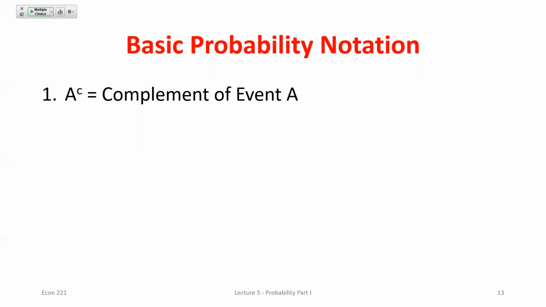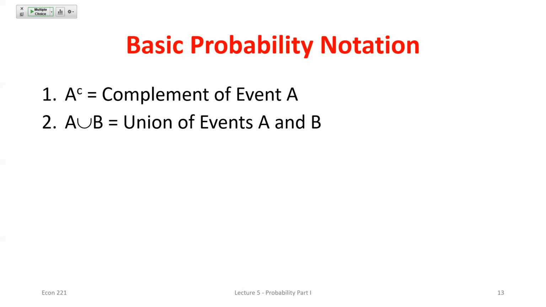A complement is everything that's not in event A. So if I roll a 6-sided die, what would a complement be here? Yeah, just everything not in A, which is 1, 5, or I should say, all the outcomes that are not in A. So that's how we kind of notate a complement, using the superscript.